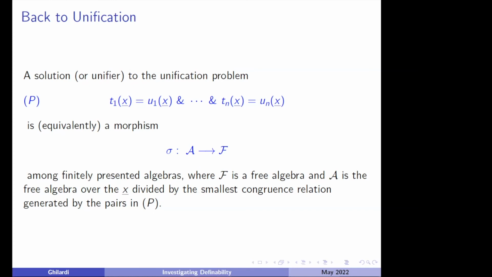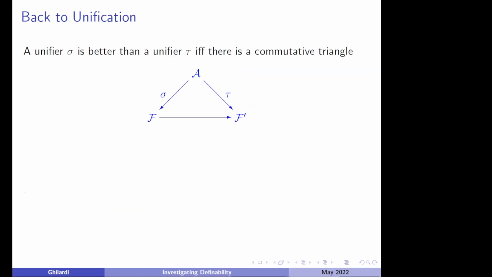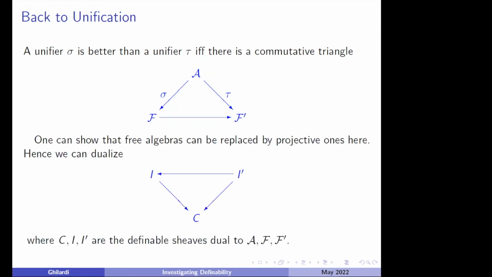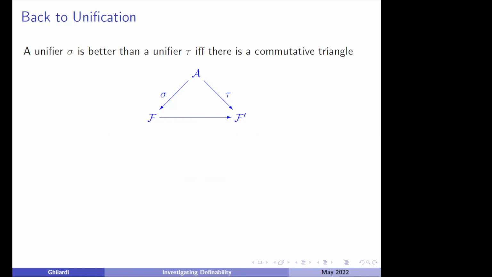Next step is to redefine what happens when a unifier is better than another one. This can be rephrased in terms of a commutative triangle. So sigma is better than tau if and only if there is a morphism which commutes these triangles.